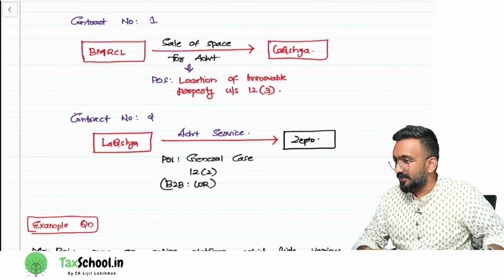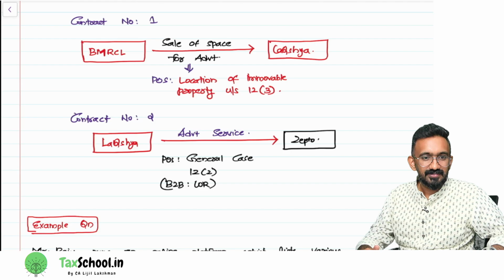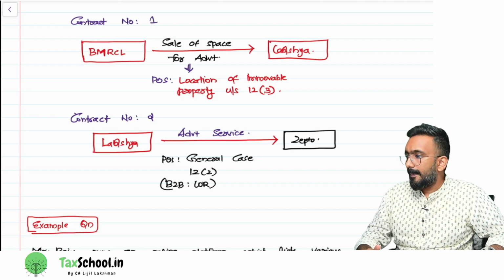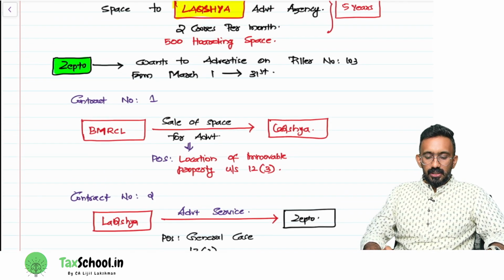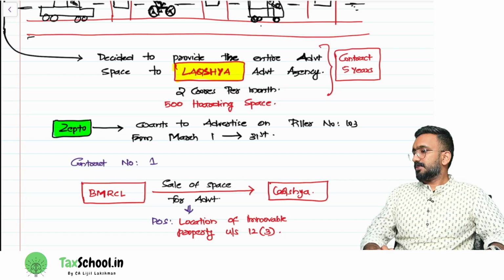Is it clear to all of you? This is a clarificatory circular that you have. Okay, so I am concluding the place of supply chapter with this.